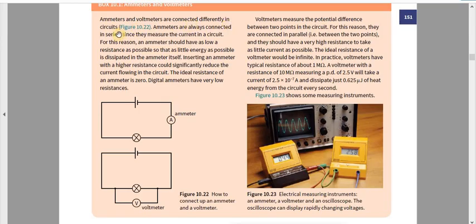Ammeters and voltmeters are connected differently in circuits. Ammeters are always connected in series since they measure the current in a circuit. For this reason, an ammeter should have as low a resistance as possible so that as little energy as possible is dissipated in the ammeter itself, because the greater the resistance, the greater the potential difference across that, and the greater the energy dissipated, or energy dissipated means converted to heat or other forms. Inserting an ammeter with a high resistance could significantly reduce the current flowing in the circuit. I already explained that. The ideal resistance of an ammeter is 0.